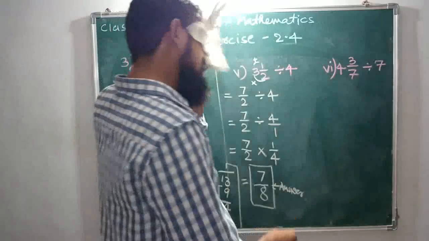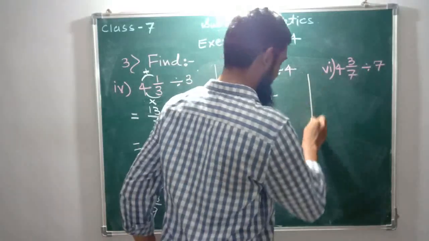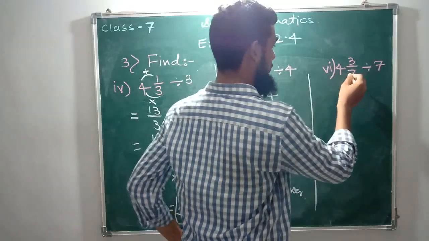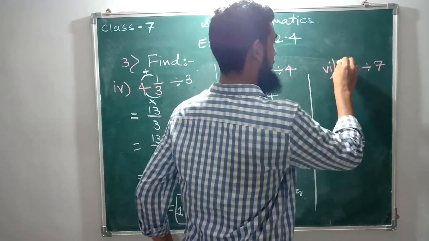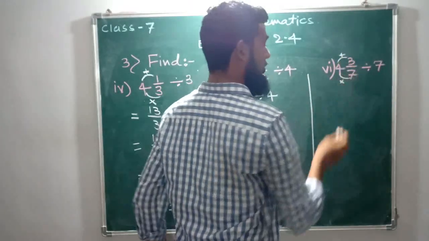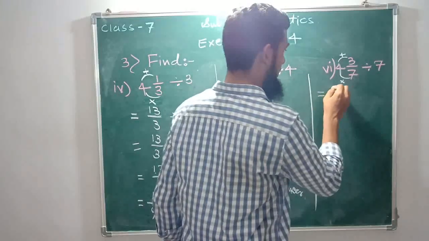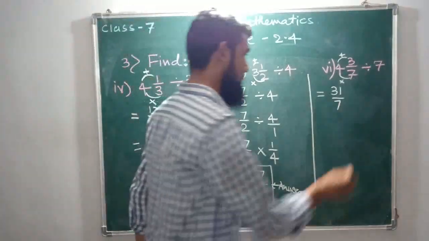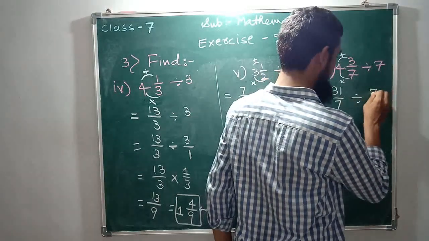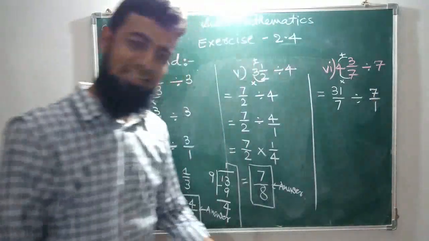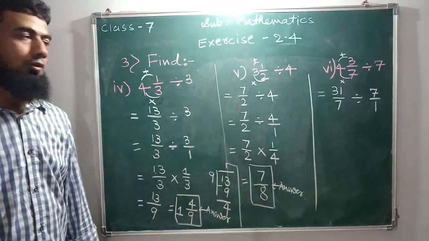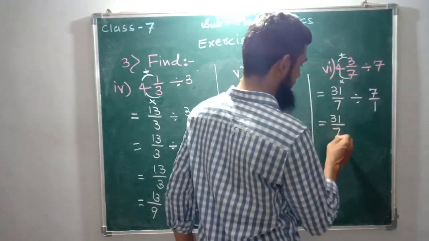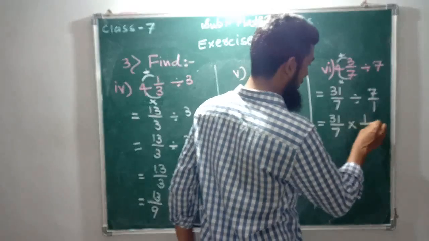Now we will move on to question number 6: 4 integer 3 upon 7. So 7 times 4 is 28, 28 plus 3 is equal to 31. So 31 upon 7. Understood? Divided by 7 upon 1. Can I write that or not? Yes, of course we can write 7 upon 1. Now 31 upon 7 multiplied by 1 upon 7.